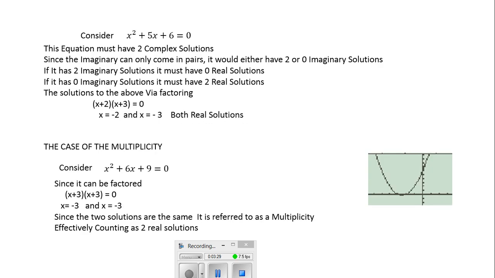So let's talk about actual polynomials. Quadratic here. As we know, a quadratic will have 2 solutions, 2 complex solutions. But since the imaginaries are in pairs, and it must have 2 total solutions, either it has 2 imaginaries or 2 reals. So we say here, we either have 2 imaginary solutions and 0 reals, or 0 imaginary solutions and 2 reals.